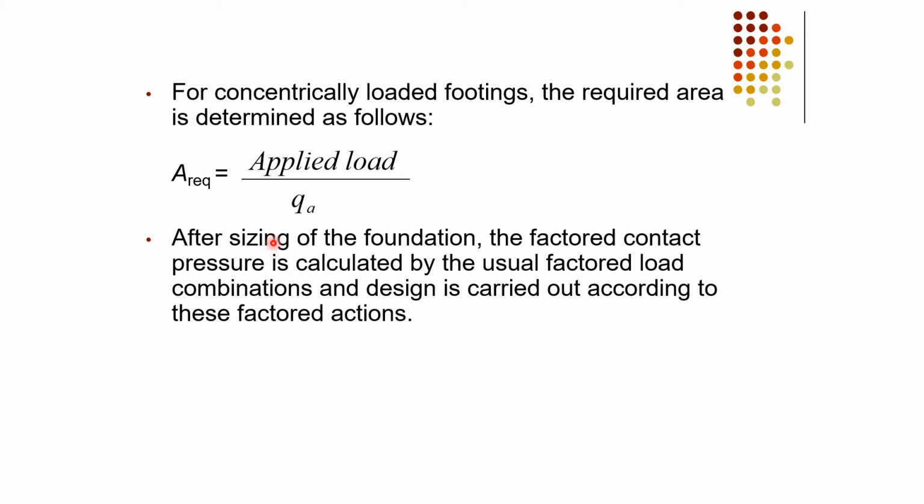After sizing the foundation, that is, after we get the area of foundation, the factored contact pressure is calculated by the usual factored load combinations, and design is carried out according to these factors. We get the area required without using factors, and after we get the area required for the footing, then we use the factors. So when we go for the example, you will get more idea how we get the required area of footing, and after that how we use the factored loads.